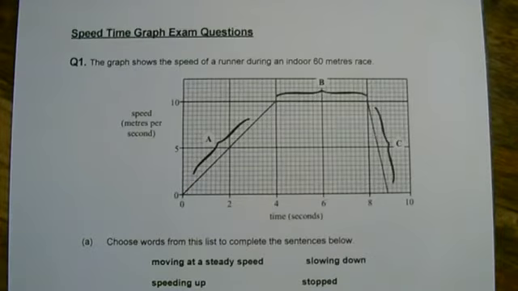Okay, speed time or velocity time graph exam questions. Now question 1 is relatively simple. I think it's a foundation level question, so it shouldn't have given any of you too much trouble. First part, choose words from this list to complete the sentences below. Part A of the graph, here we go, part A is speeding up. Part B is a steady speed, and part C is slowing down.